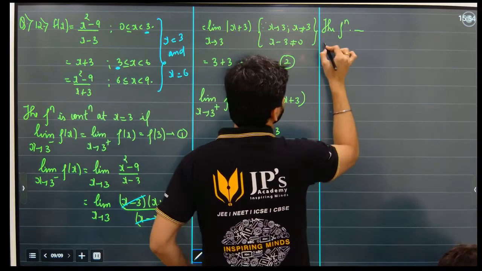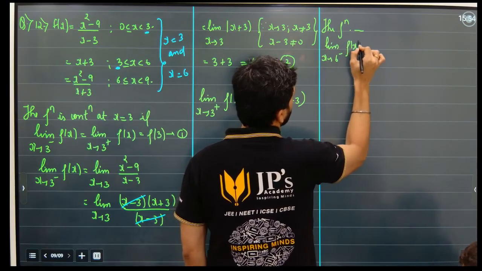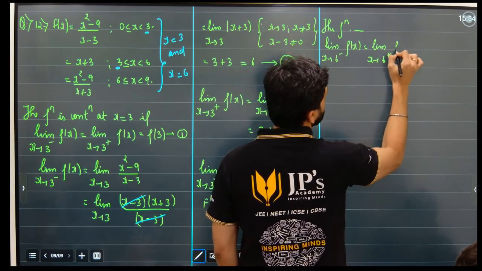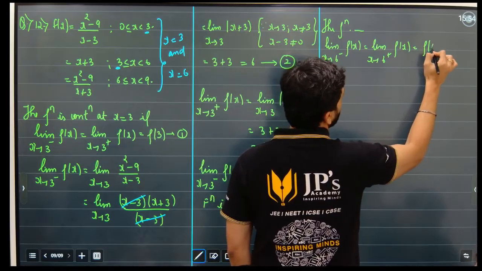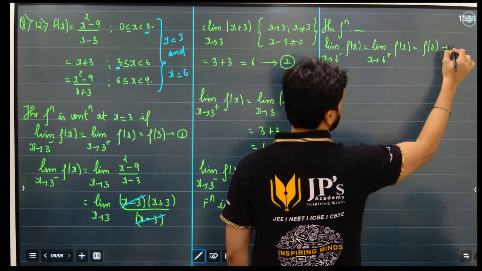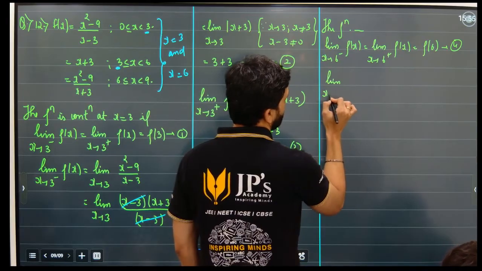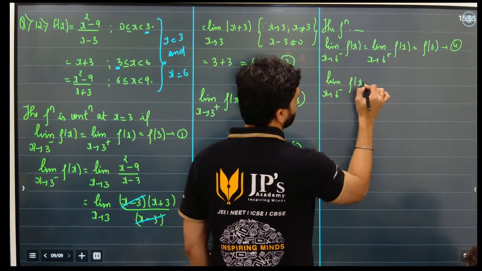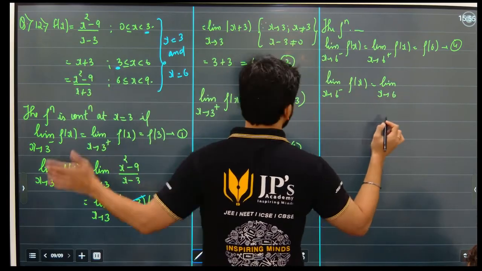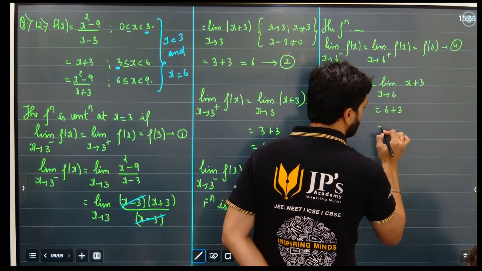Where limit x tends to 6 minus f of x is equal to limit x tends to 6 plus f of x is equal to f of 6. This is my equation 3 हो गया. 1, 2, 3. This is my equation 4. Now I'll take the left hand limit. Limit x tends to 6 minus f of x is equal to nothing but limit x tends to 6. This is x plus 3, which is 6 plus 3, which is equal to 9.